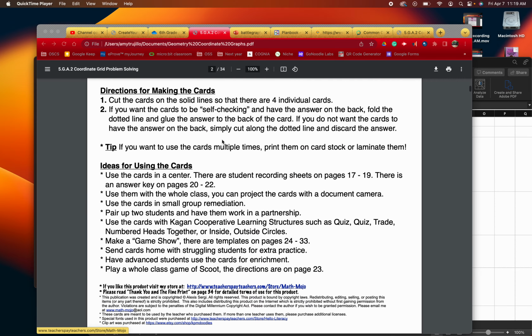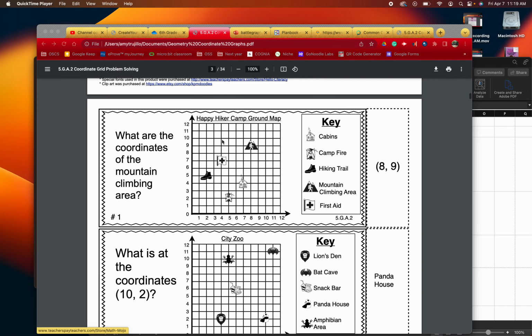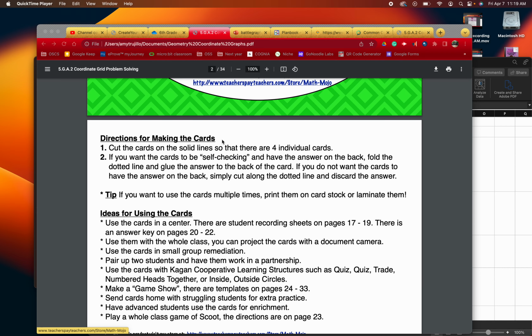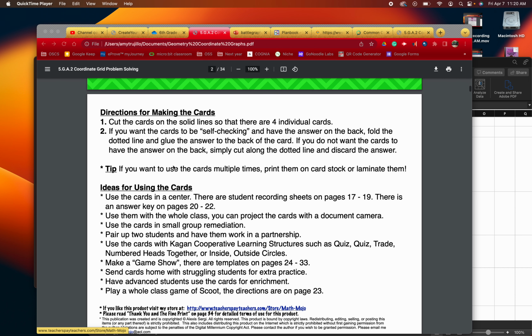But again, you don't have to go outside with it. You can use it as a Scoot. You can use it as a hand up, pair up, quiz trade, number heads up, inside outside circles, etc. So there's like 5 different ways you can use this review activity for geometry to start off the geometry unit for your 6th grade class. That's really engaging.